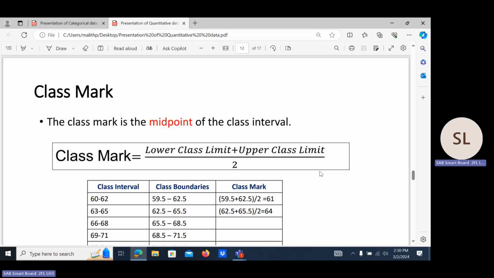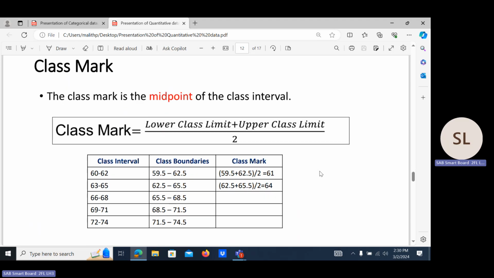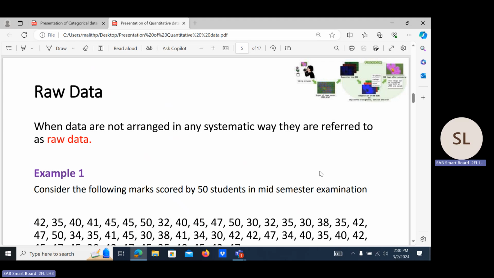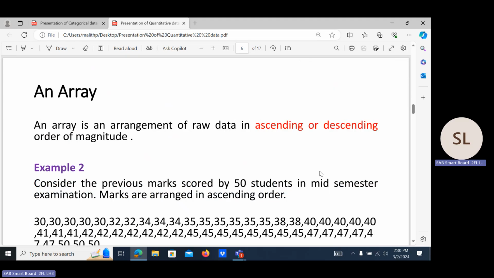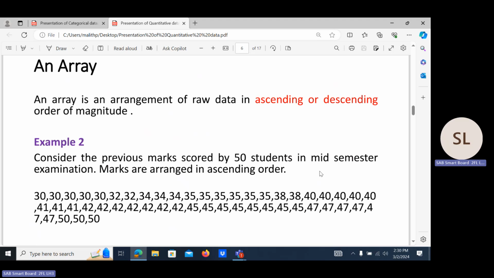This is the way we can present quantitative data. First we identify the raw data. Raw data means there is no systematic arrangement; it is just a data set with no organization. Using the raw data, we can arrange it in ascending or descending order. Normally we arrange it in the ascending way, from lowest to highest, but we can also arrange it in descending order.